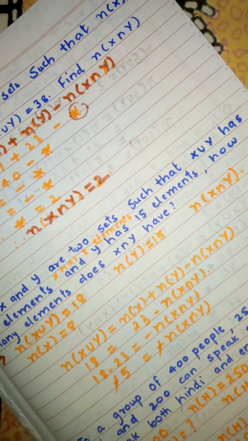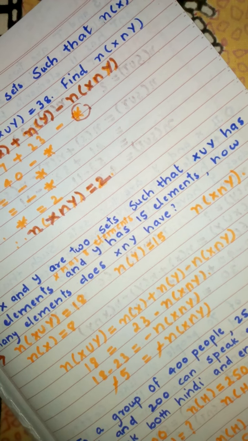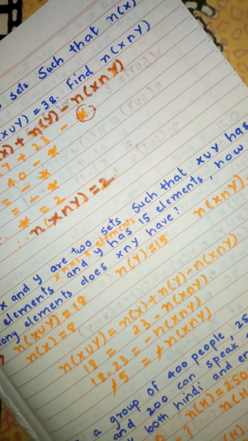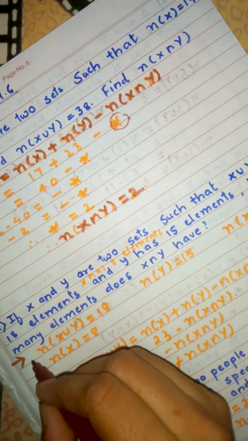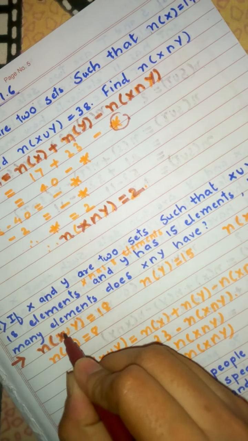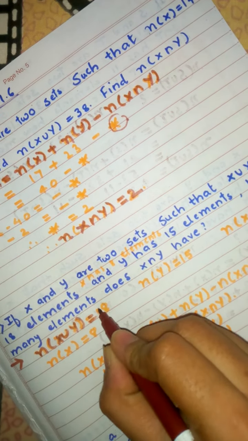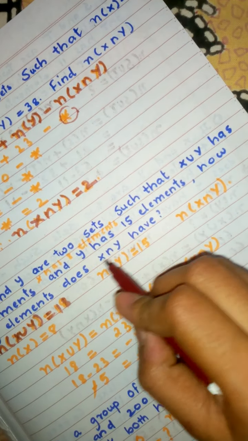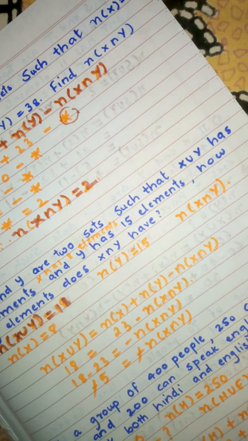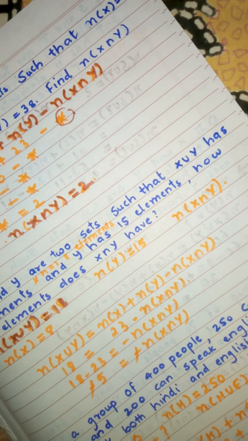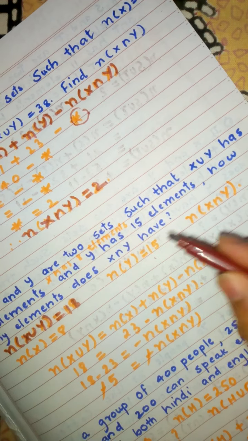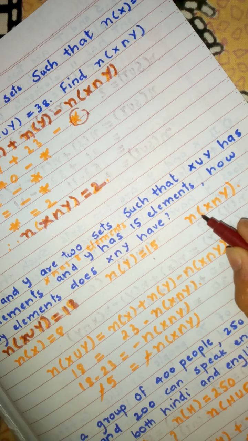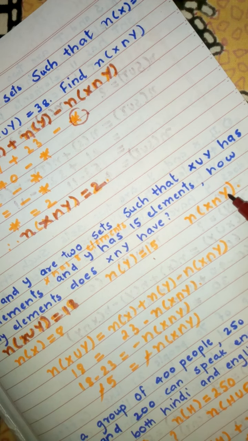So first we will write whatever quantities are given. Here they have told us that x union y has 18 elements. That means the number of elements in x union y is 18. Then the number of elements in x is 8. Then the number of elements in y is 15. That I have written. And we are asked to find out how many elements x intersection y has.